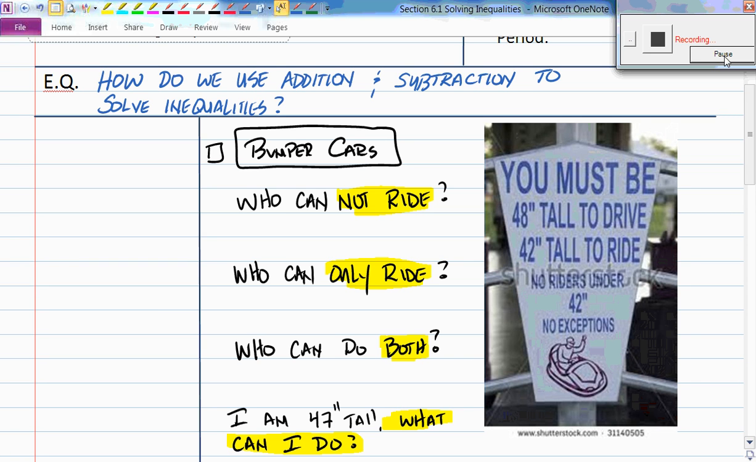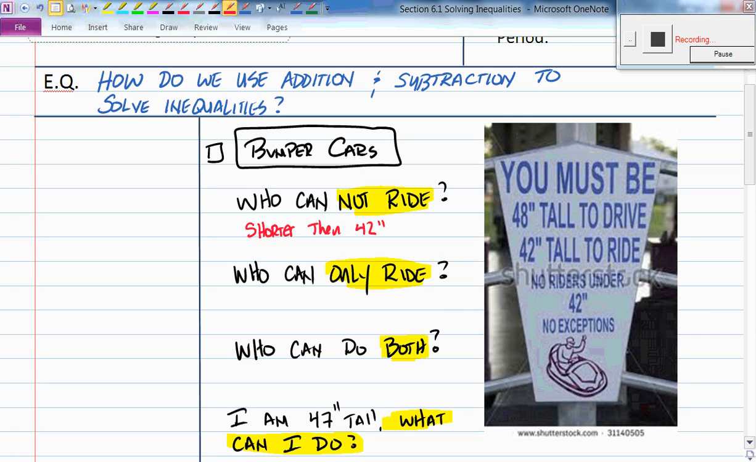So, Cecilia, the question says, who cannot ride? How can you describe who cannot ride in this particular case right here? Could you say it a little bit louder? Yeah, whoever's shorter than 42. So we could say people shorter than 42. If you're shorter than 42 what? 42 inches, yeah. If you're shorter than 42 inches, okay?